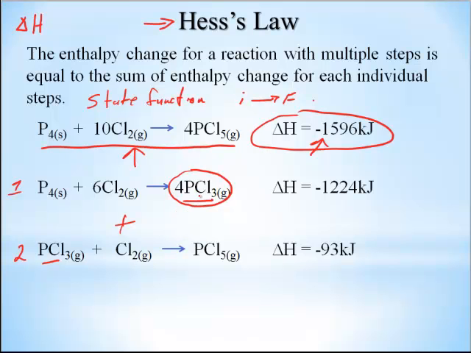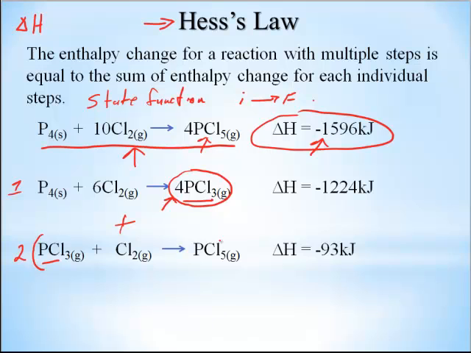Look at this. This is PCl3. It's not even in this reaction, right? So it's some kind of intermediate. Well, here's some PCl3 here, right? Now, if this isn't around in the final reaction, somehow this thing has got to be canceled out. Well, things on opposite sides of the arrow, they cancel each other out. So what does that mean?